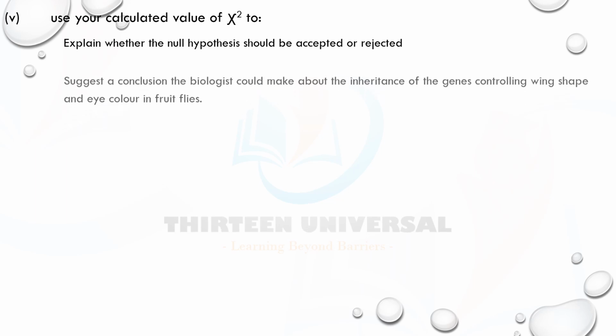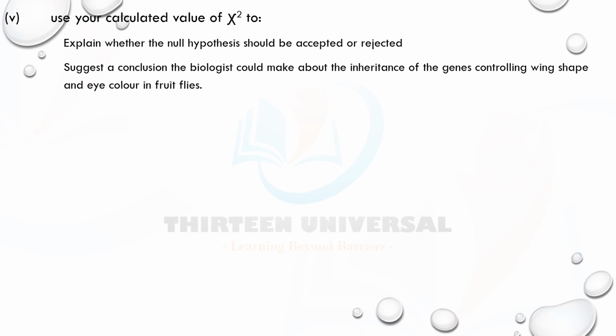Use your calculated value of chi-square to explain whether the null hypothesis should be accepted or rejected. Then suggest a conclusion the biologists could make about the inheritance of the genes controlling wing shape and eye color in fruit fly. Let's solve the first one. Remember the decision model, the same as for the t-test and the Spearman correlation.